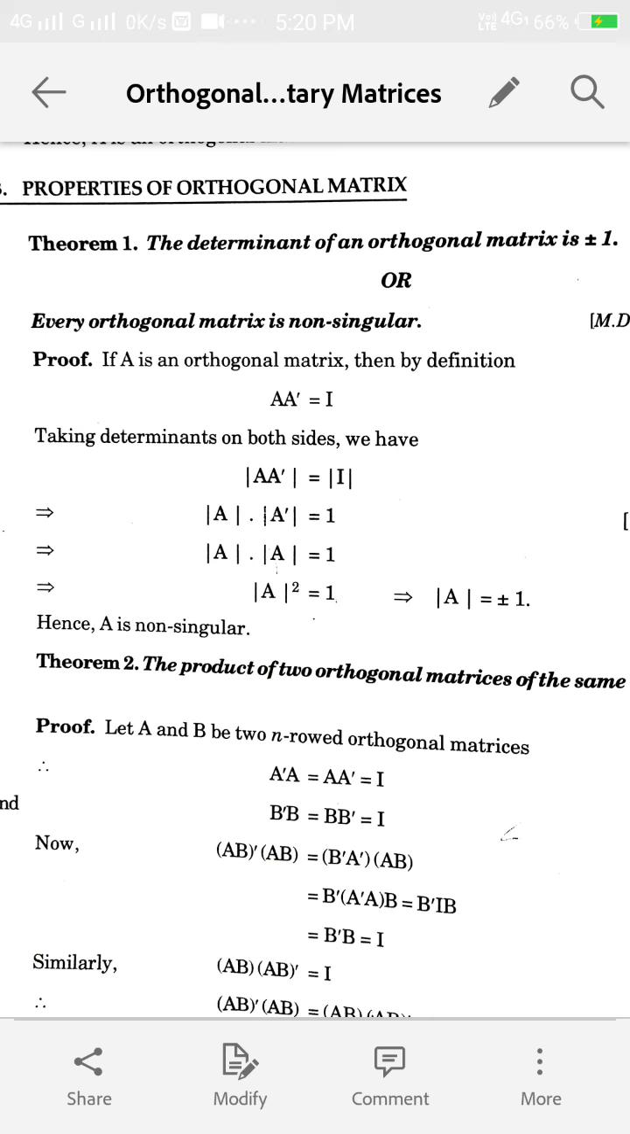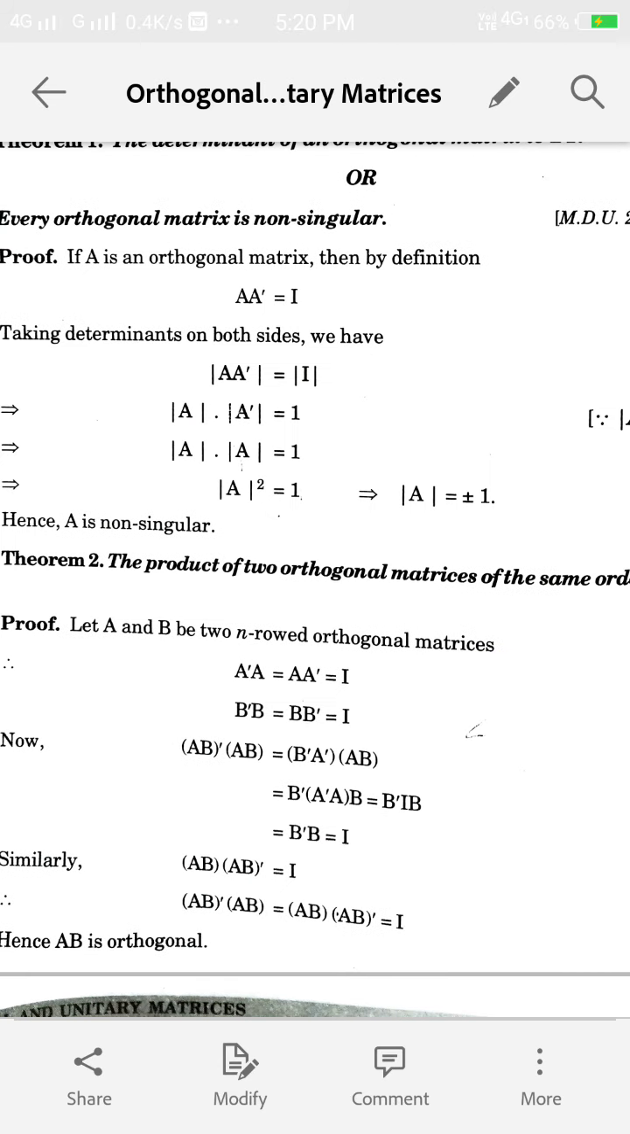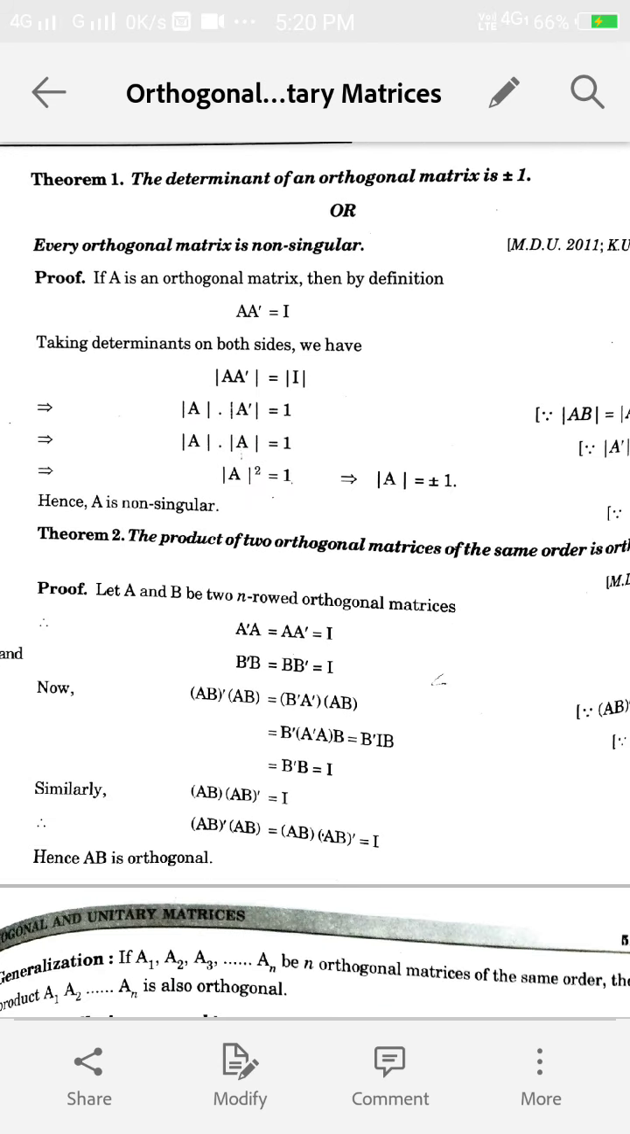Now determinant of AB is the same as determinant A into determinant B. So determinant of A into A transpose can be written as determinant A into determinant of A transpose. And we also know that determinant of A is the same as determinant of A transpose. So we use this property, and we get determinant A square equal to 1, and after taking the square root we find that determinant A will be equal to plus or minus 1. So this is the first part, and from here we can also say that because determinant of A is non-zero, A is a non-singular matrix.